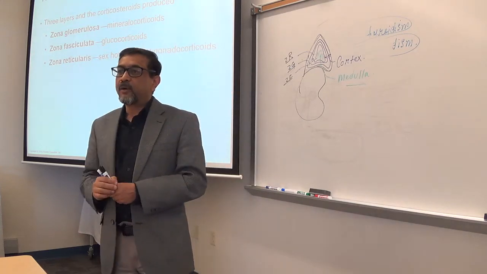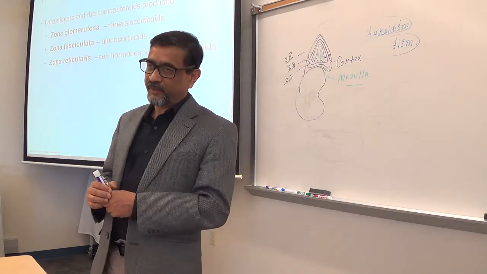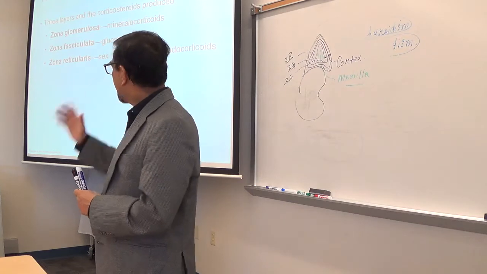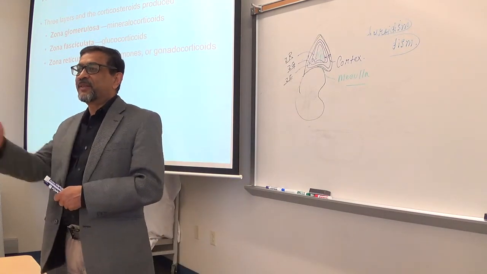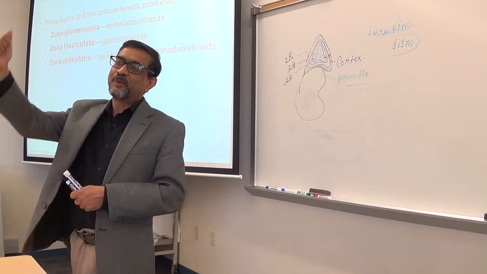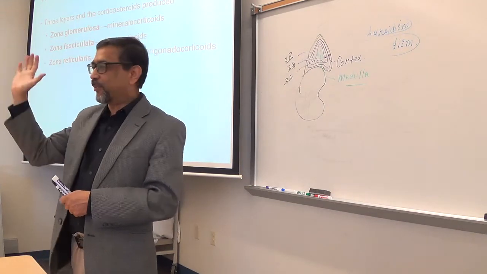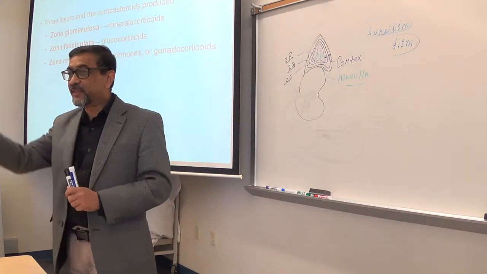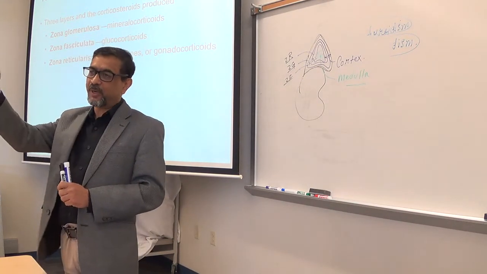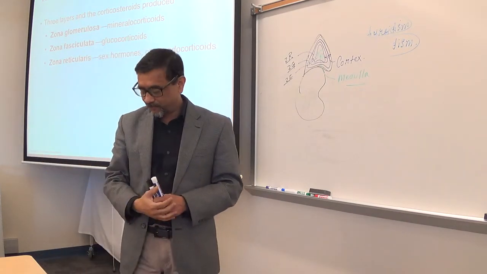Zona fasciculata, the middle layer, produces the hormones called glucocorticoids. Glucocorticoids increase the blood sugar, the glucose in the blood. Is it clear? Glucocorticoids increase the blood sugar or glucose.